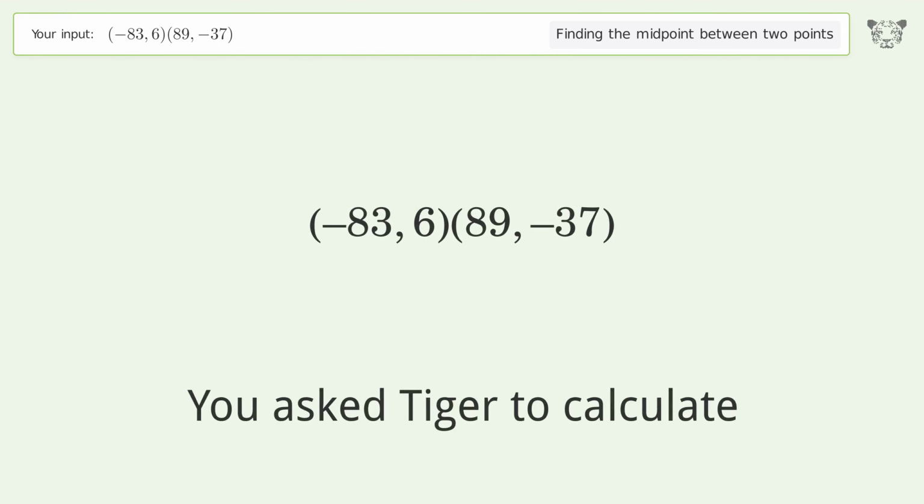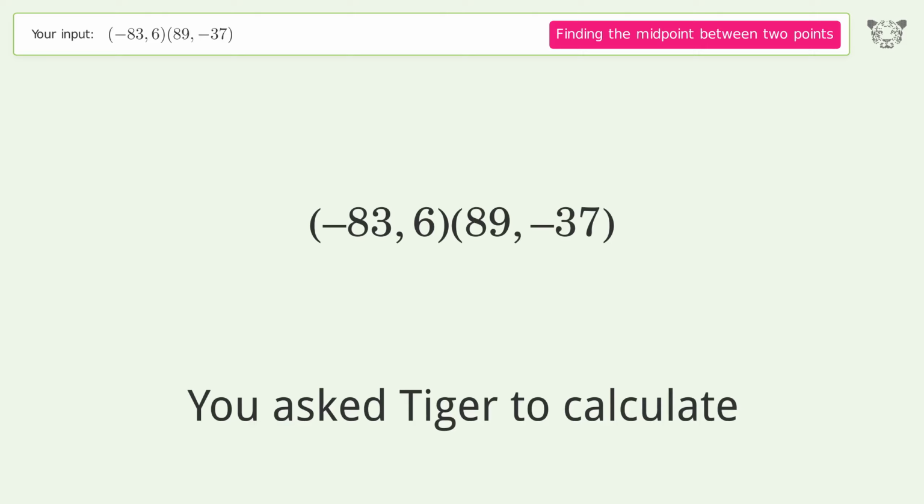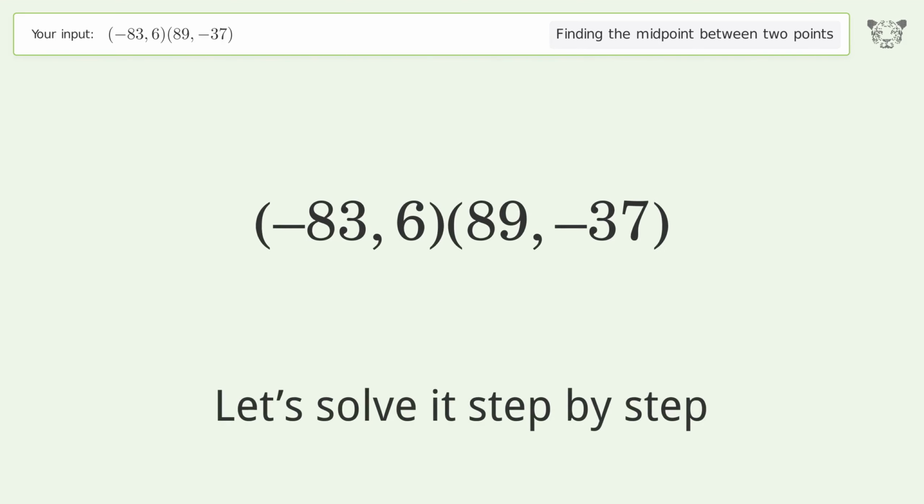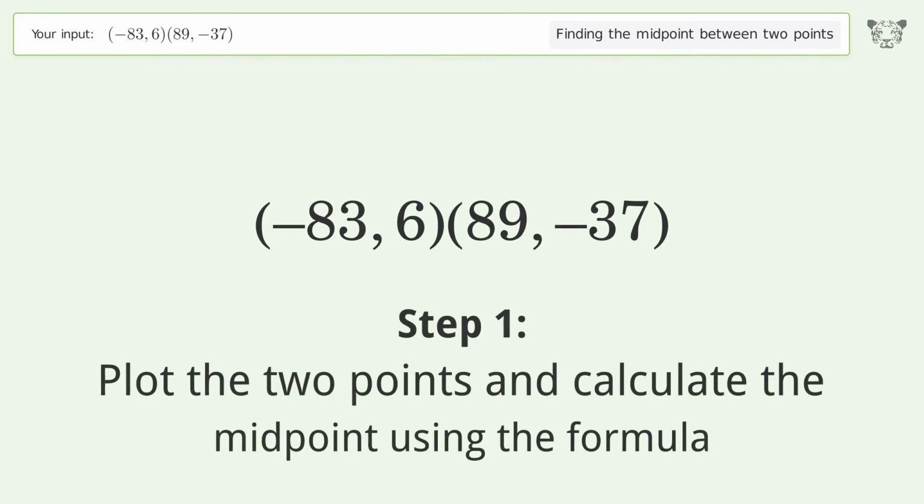You ask Tiger to calculate. This deals with finding the midpoint between 2 points. The midpoint between the 2 points is 3, negative 15.5. Let's solve it step by step. Plot the 2 points and calculate the midpoint using the formula.